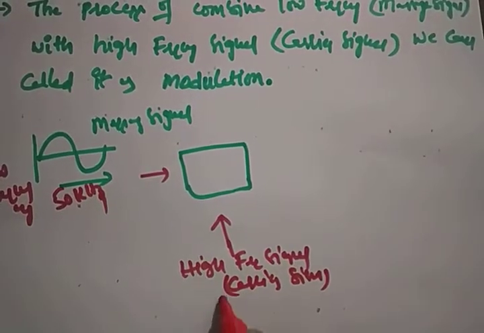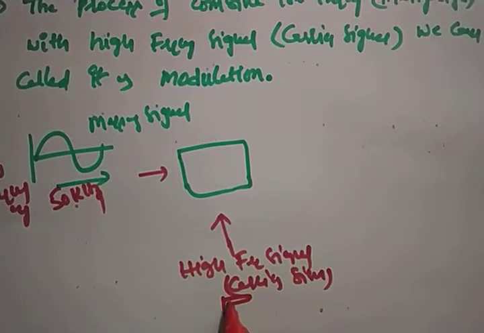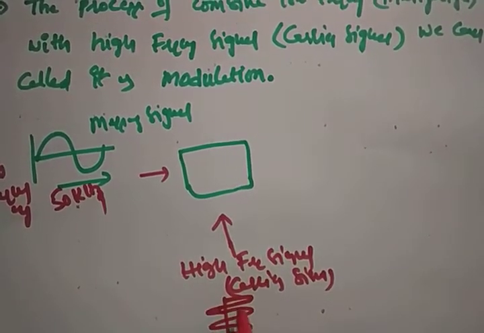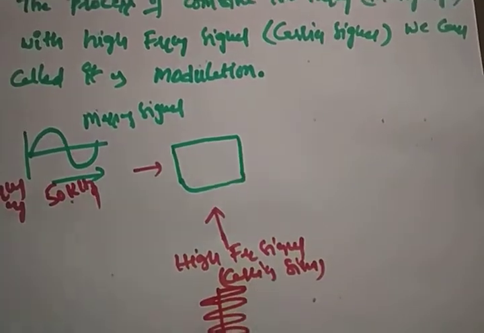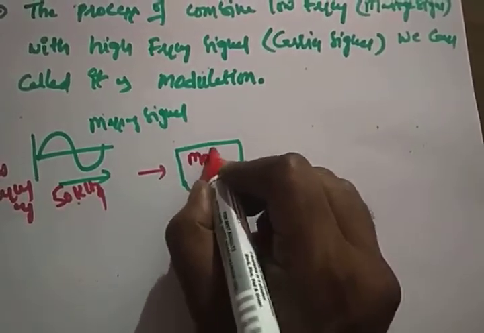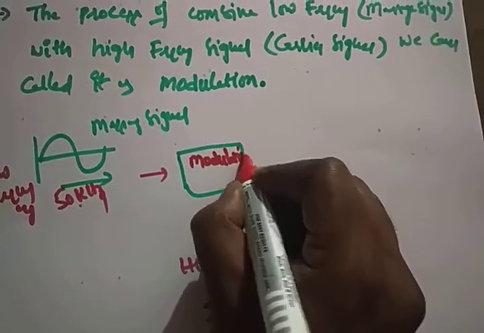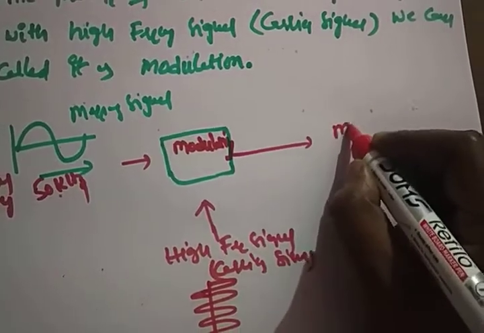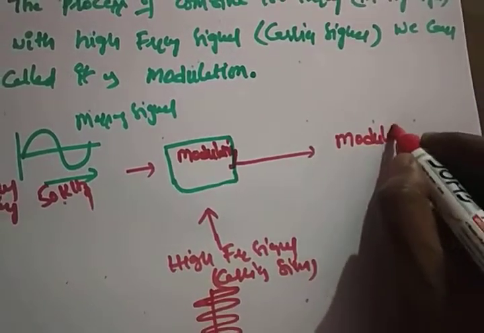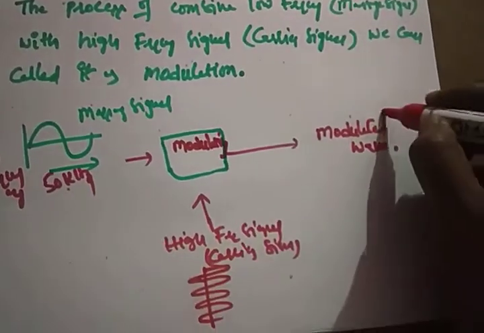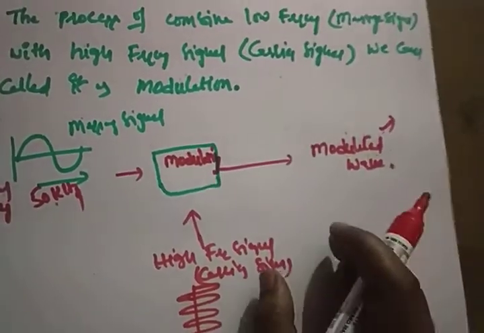So how will the high frequency signal look like? Whatever it may be, right? This is a high frequency signal. This combination we can call modulating. So modulation: the output you are getting is a modulated wave. Right? So this we can transfer for large distances.